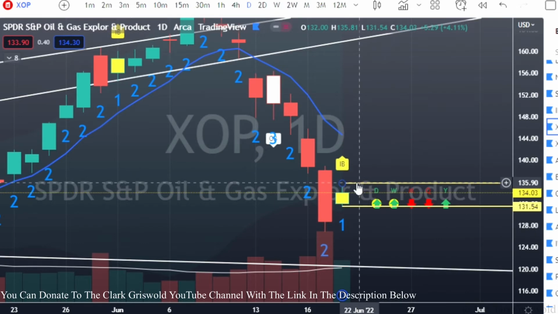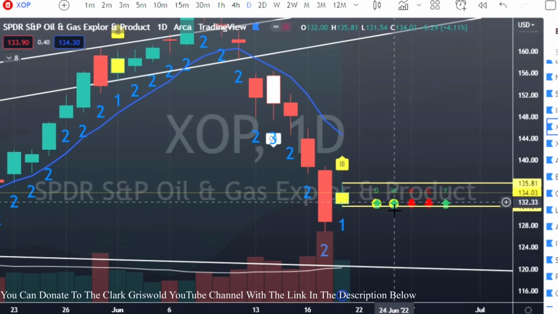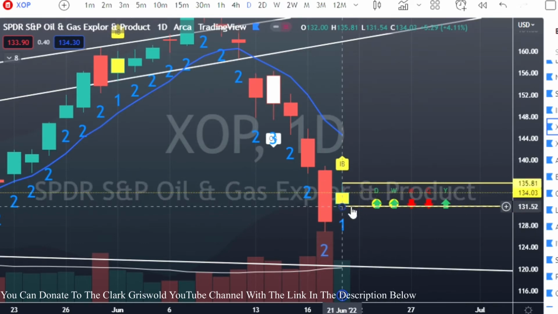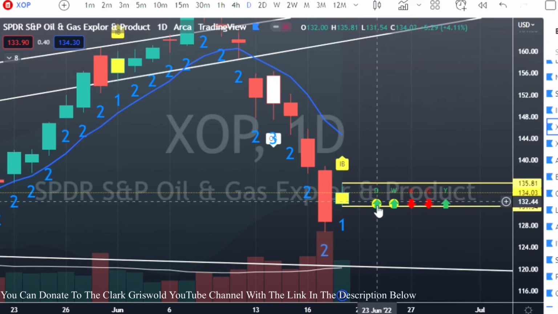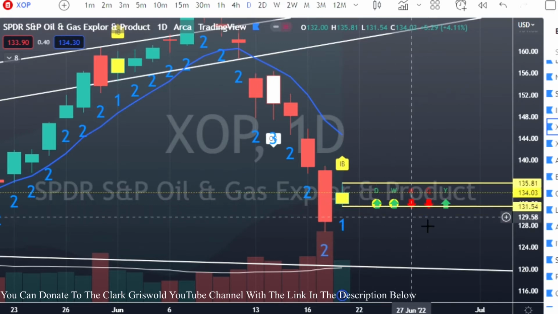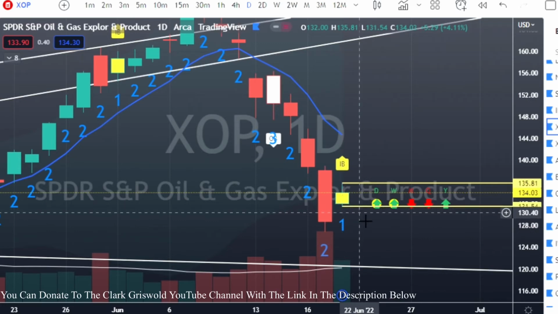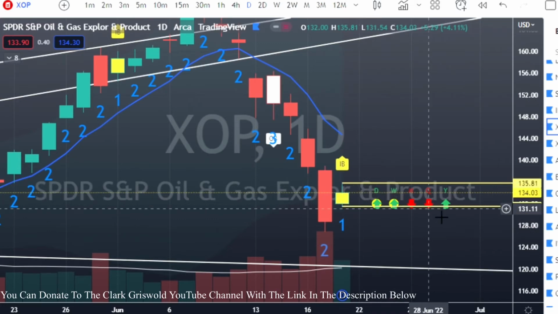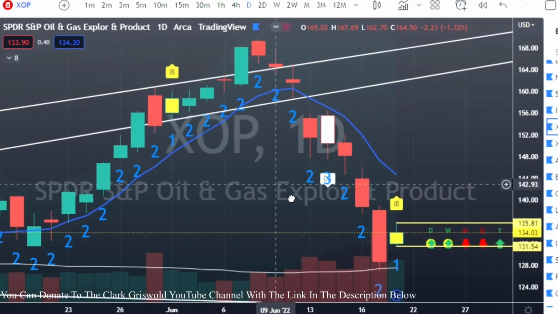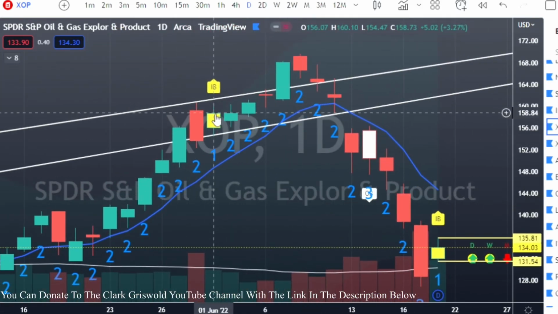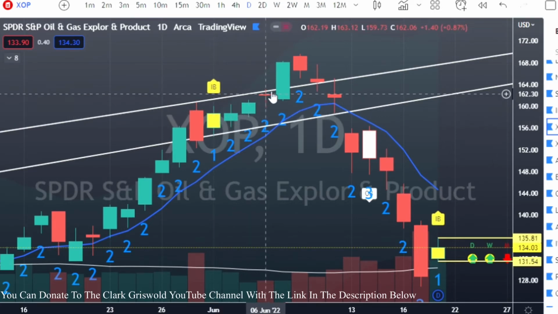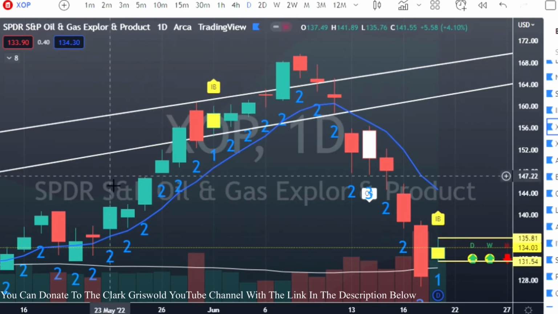If we trend to the upside, well, we've got the day and the week on our side, which I like to see. If we trend to the downside, we'll have the day, the week, the month, and the quarterly all to our advantage. So again, calls at 135.81, puts at 131.54. And we can go back again and look in time and see off of this inside bar, we trended up for 5 straight days.